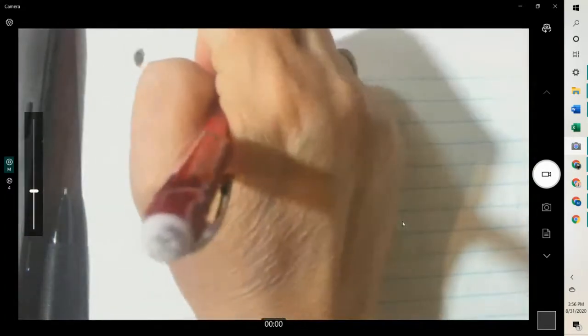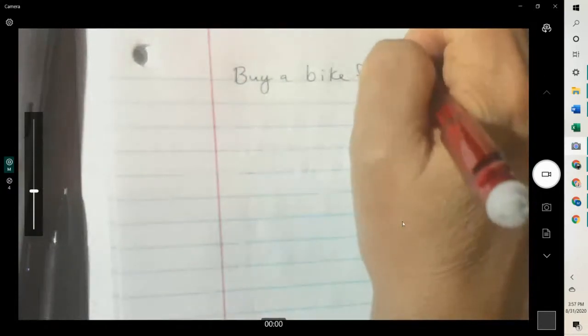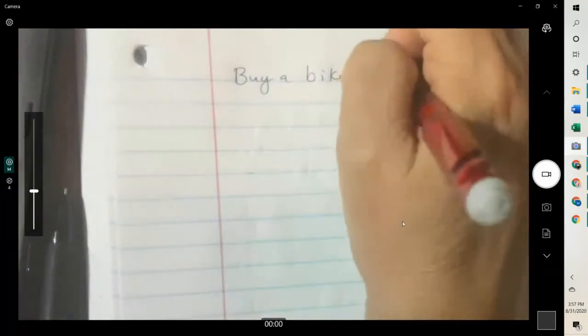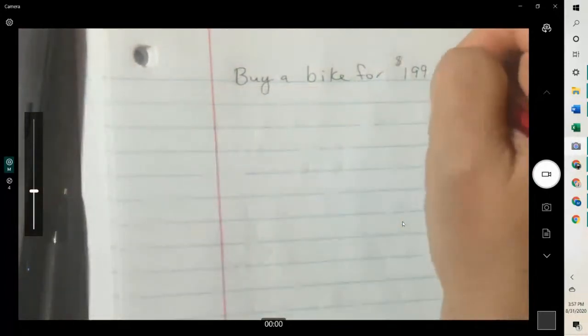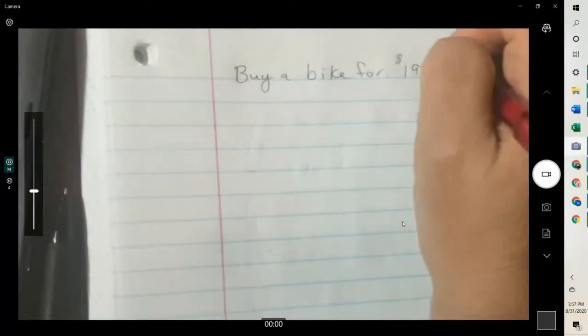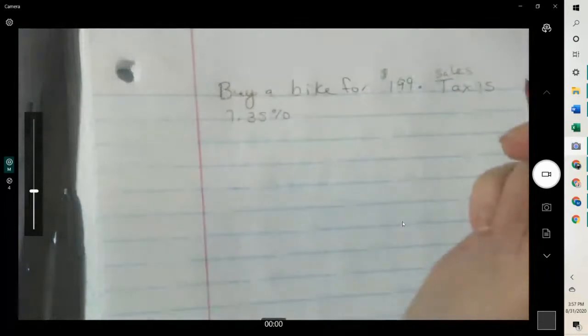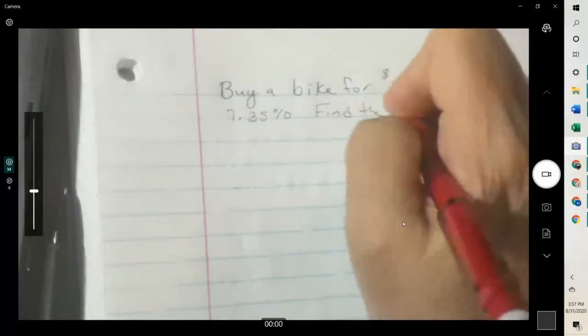Percents are also used when we're talking about taxes. For instance, if we bought a bike for $199, the sales tax is 7.35%. Find the final price of the bike.